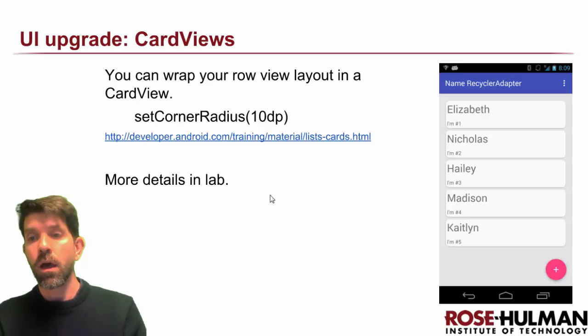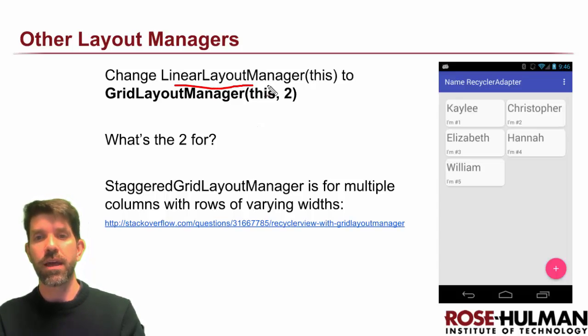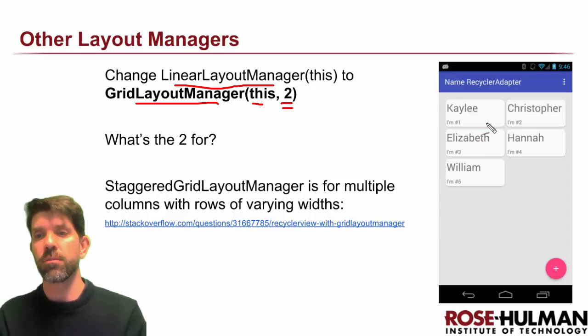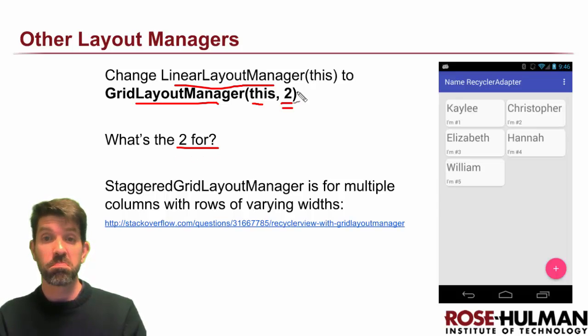So once you've done that, it's really easy to see one final change here, and that's to change back in main activity your linear layout manager to a grid layout manager, right? And I passed in just the context, and then I passed in the 2, and you can probably figure out from the picture here what the 2 is in a grid layout manager. And yeah, you got it right. So it's 2 columns here. Super easy. Like, change one line of code, you get a very different look.